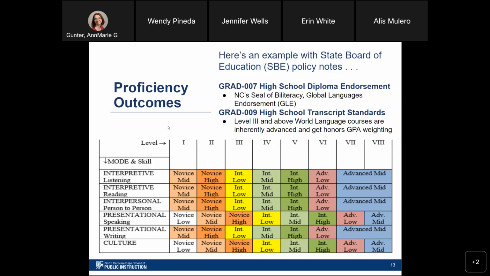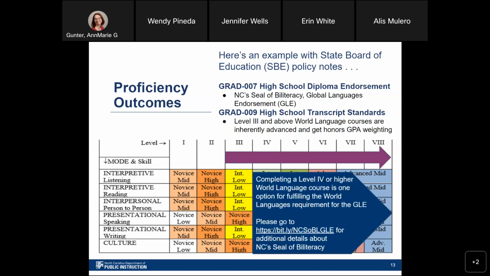Also, when it comes to high school transcript standards, so grad policy 009, level 3 and above world language courses are inherently advanced and always get honors GPA weighting. So just to kind of picture that, again, levels 3 and higher get inherently honors courses. So there's no standard version of levels 3 through 8 courses or levels 3 through 6 if you're looking at classical languages. They are always honors courses.